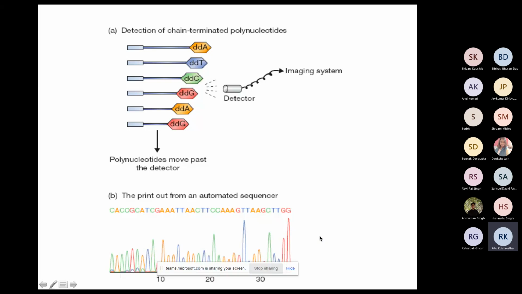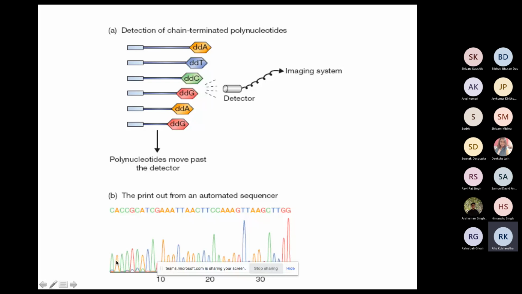In some cases, you see that the peak is small, and in some, the peak is tall. Does it have any significance? No, it doesn't have any significance in this particular method of sequencing. Even if the peak is small, I would still say that there is a single C here. The only problem would be if you have overlapping peaks.